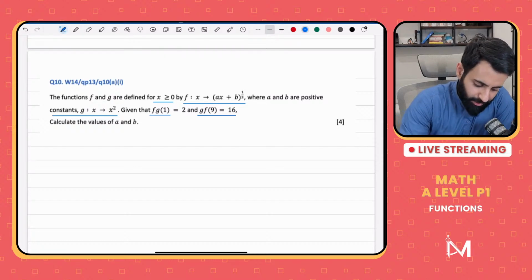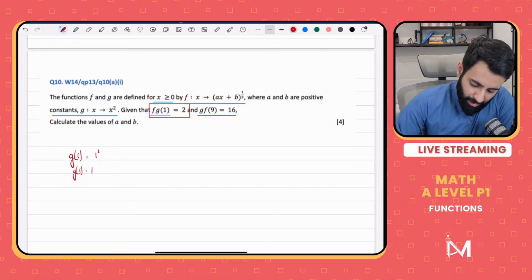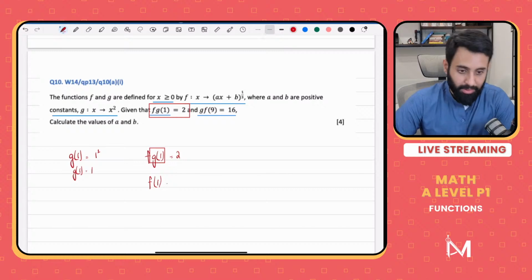So first, let's focus on this equation, which says f of g of 1 equals 2. So what's g of 1? g of 1 is basically 1 squared, which means g of 1 is equal to 1. We're going to hold on to this. The question says f of g of 1 equals 2, and we know g of 1 is equal to 1. So the question is technically saying f of 1 equals 2.